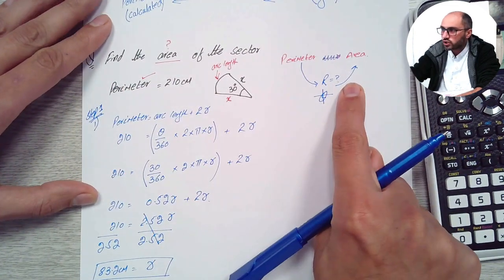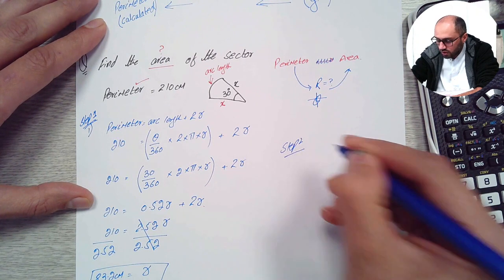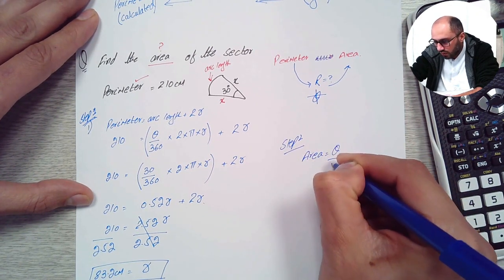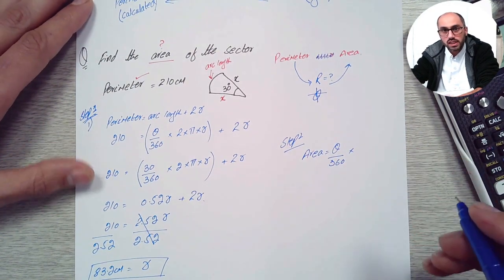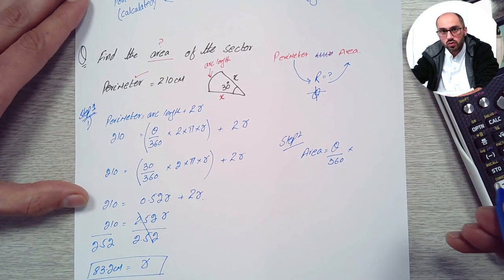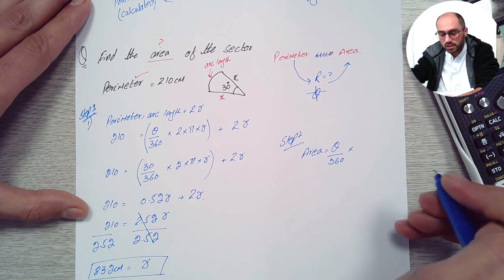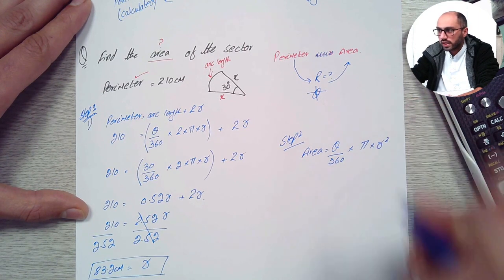My step 2 is to find the area. So I can write down here step 2. You need to recall the formula. The formula is area equals angle over 360 times, we have got two options. We can write it down in terms of diameter or in terms of radius. In this case, we know the value of radius, so I'll go ahead with the formula pi times r squared.